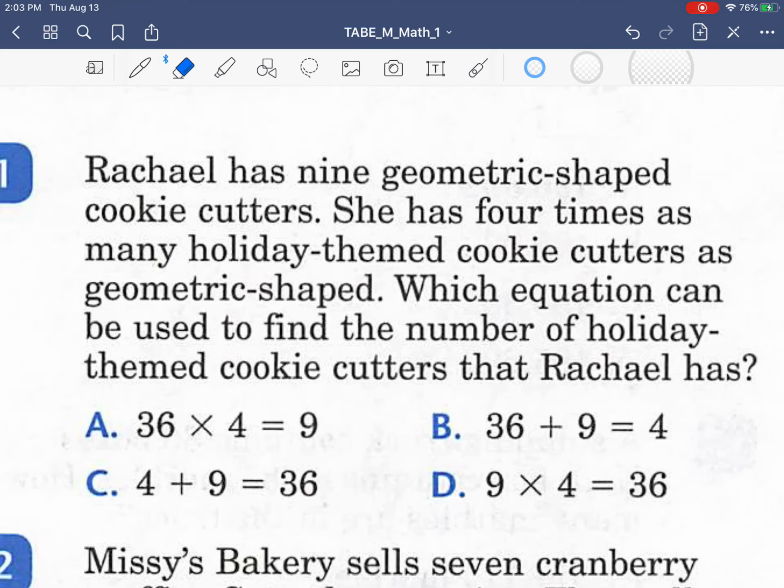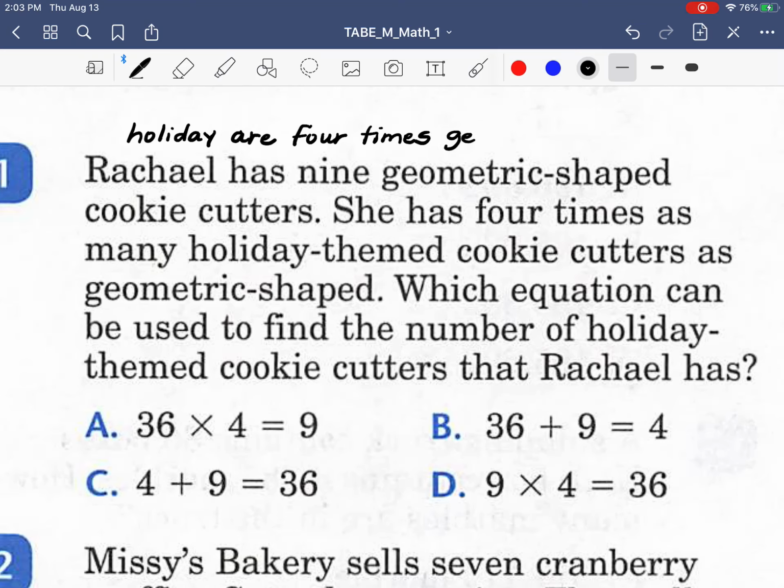So what they're telling me, let me put this in my own words. The holiday cutters are 4 times the geometric ones. This is a sort of logic problem. It's really an algebra problem. But I'm putting this just in my own words. The holiday cutters are 4 times the number of the geometric cutters. And here's a good little clue. You'll see this a lot in algebra. Linking verbs like is, are, was, and were are equal signs.